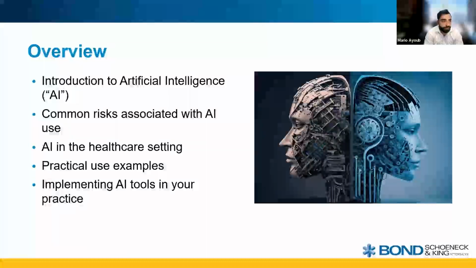So just a quick intro to artificial intelligence, go through some of the key terms, some of which you are probably familiar with, just to get a good basis for the rest of our discussion. Then we'll go through some common risks associated with AI use, and then talk specifically about AI use in a healthcare setting, practical use examples, different software that's available right now. And then finally, we'll end with how to implement these tools safely into your practice, what sorts of considerations you need to pay attention to when you're looking at different products that are out there in the market.